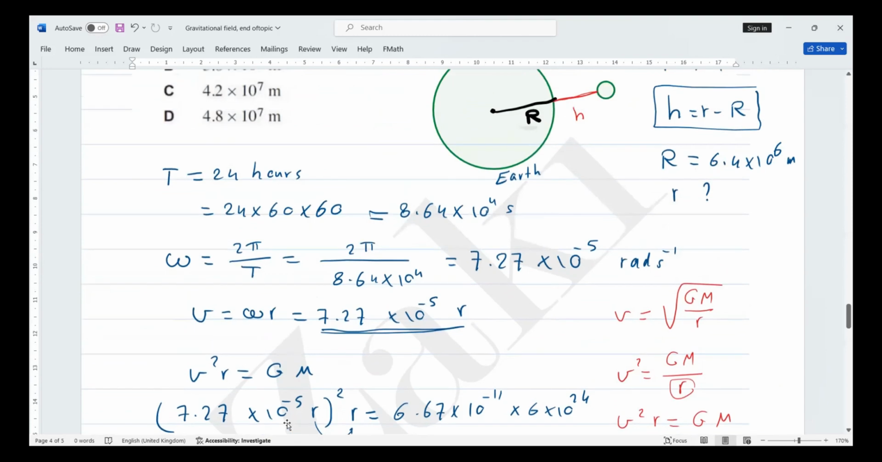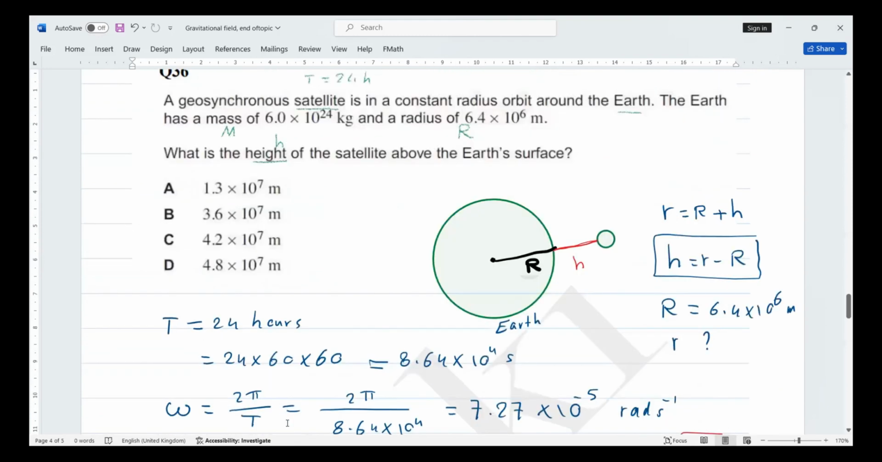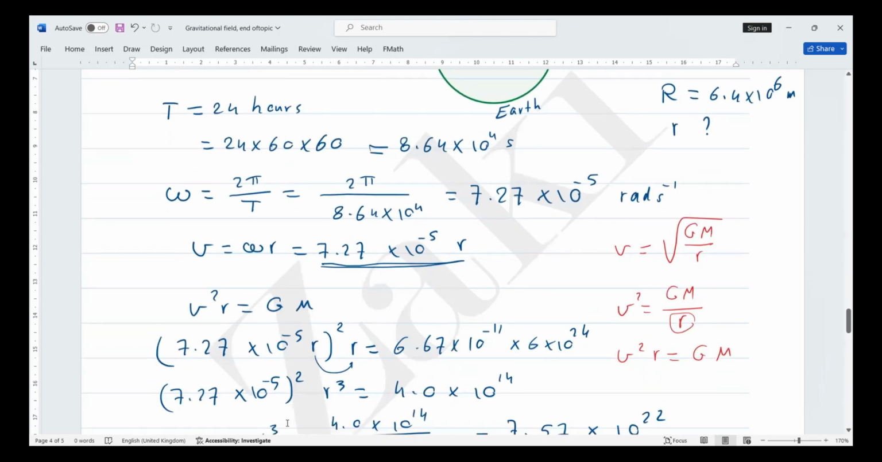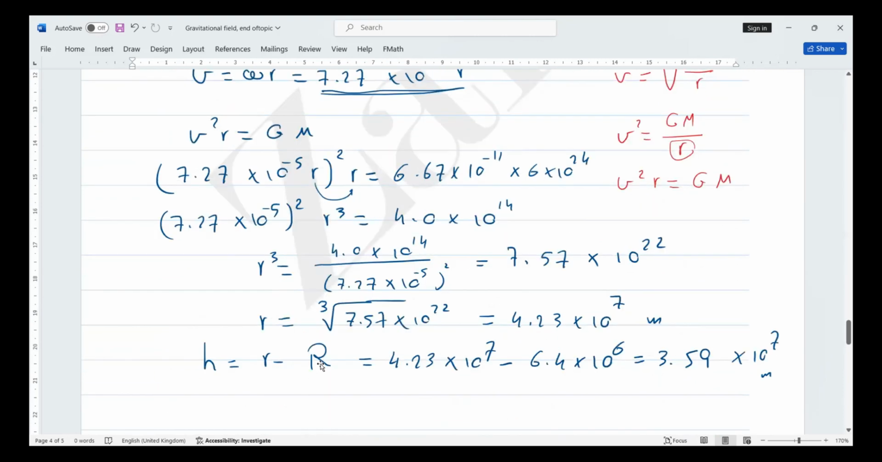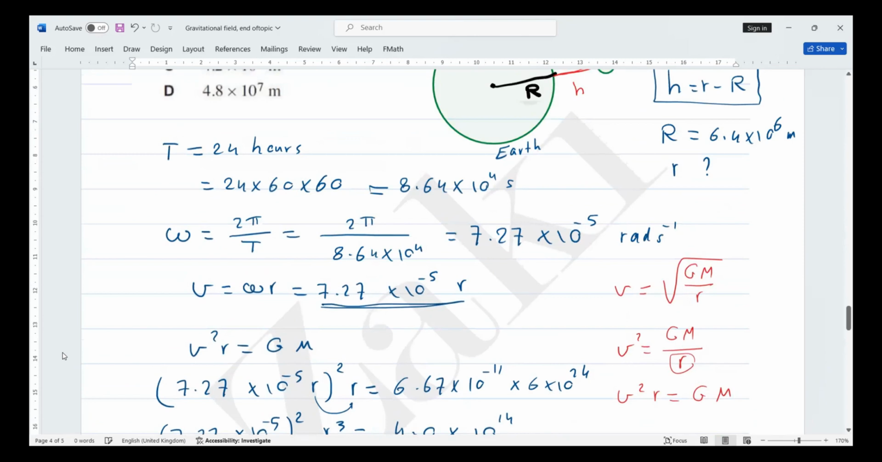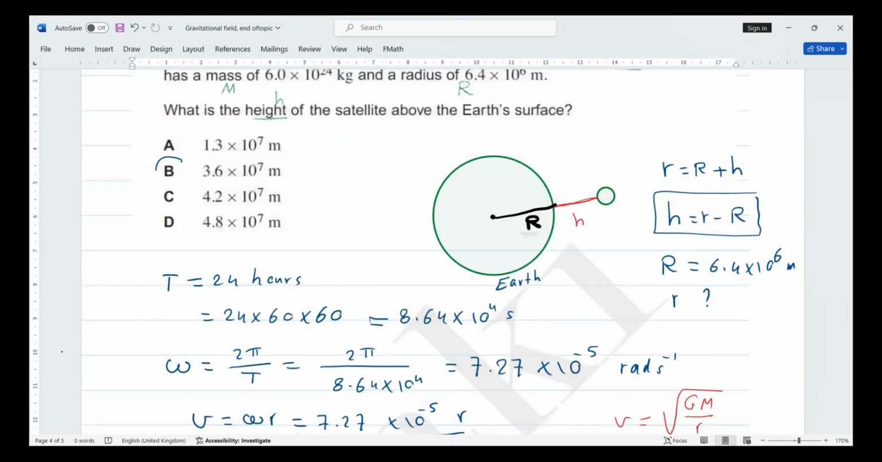Then the correct answer of this one here, 3.57, it means, okay, 3.6. So approximately 3.6 times 10 power 7 meter. So the correct answer is B. Yes?